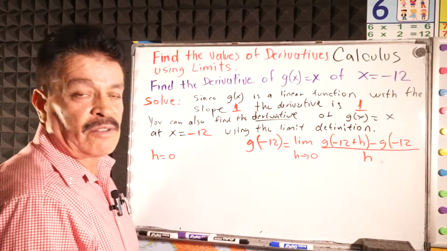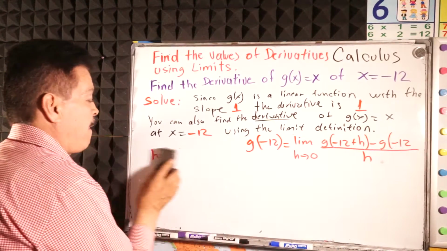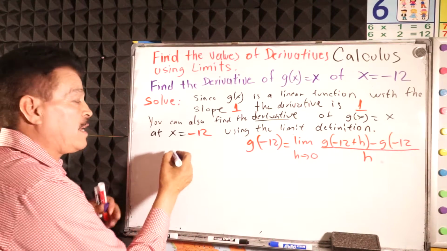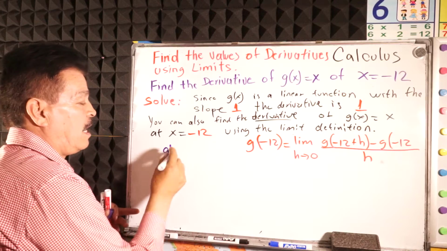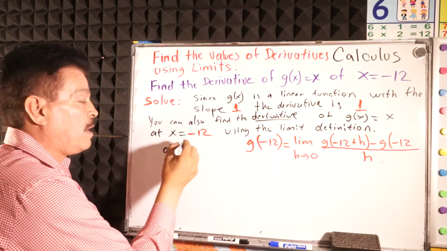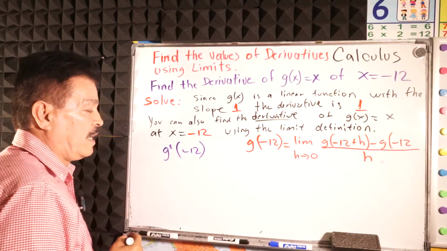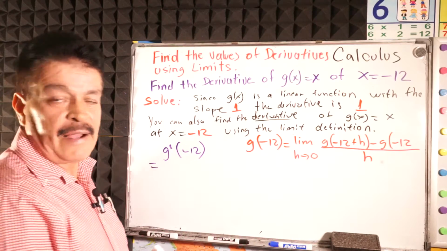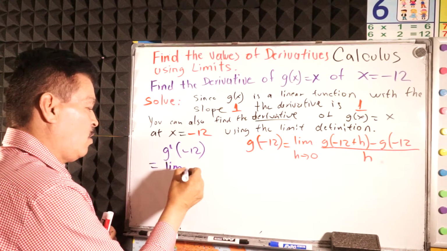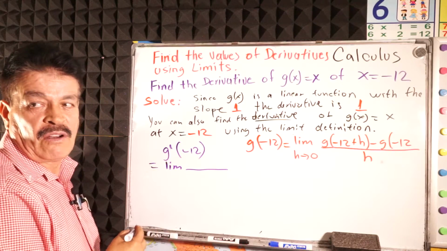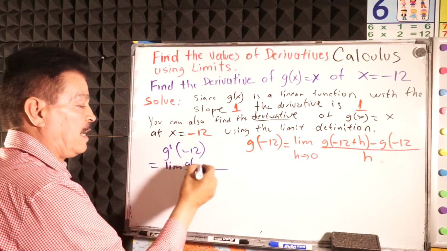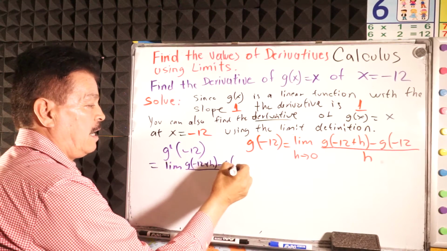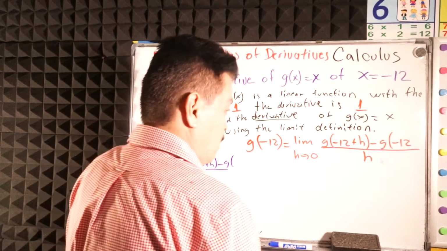So let's see how to do this. I will follow these steps. Look at our problem. Just write g prime of -12. So simplify. This equals the limit of g of -12 plus h minus g of -12, and I need to close the parenthesis here.